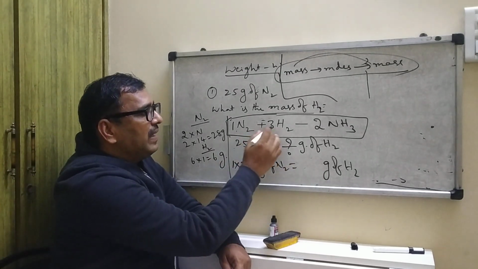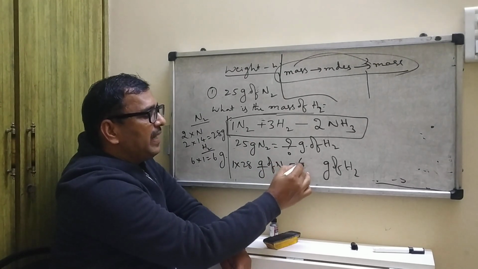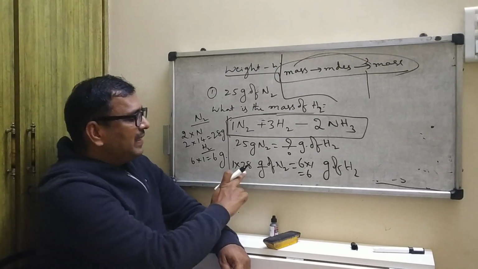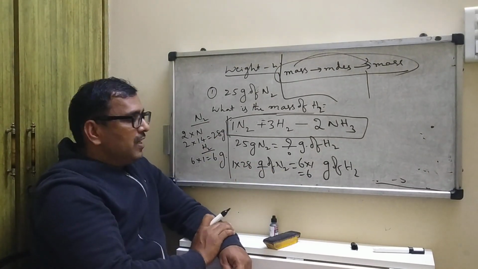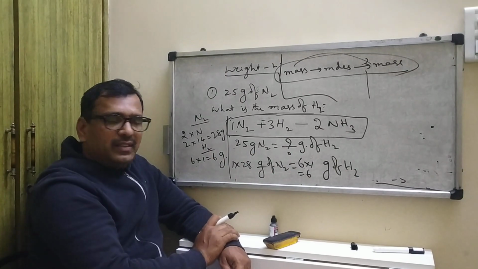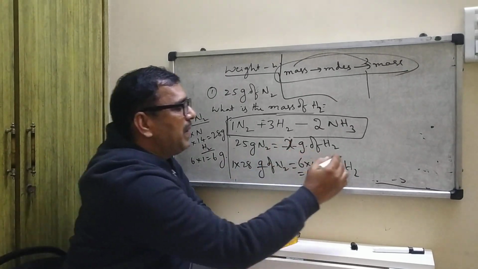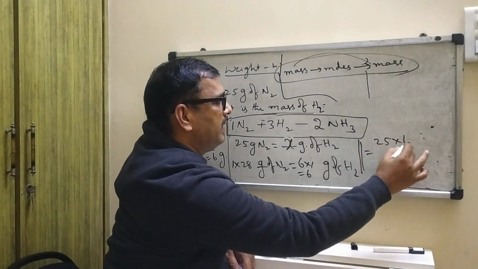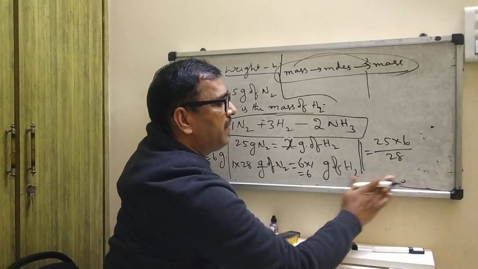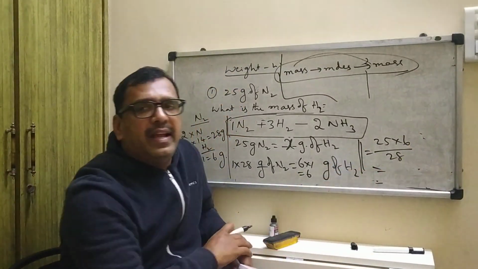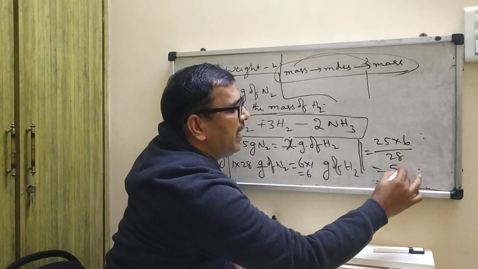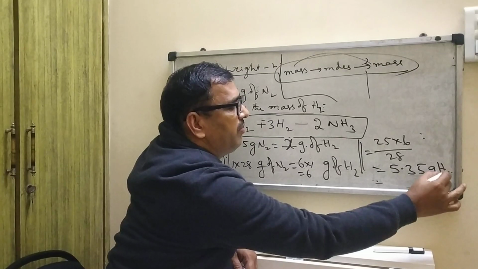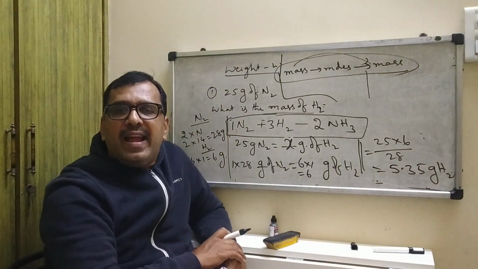required 3 into 2 into 1, that is nothing but 6 grams of hydrogen. This is a standard statement based on this equation. So here, 25 grams gives how much? Indirectly, from this equation, it is 25 into 6 divided by 28. Then from here you will get approximately 5.35 grams of hydrogen required.